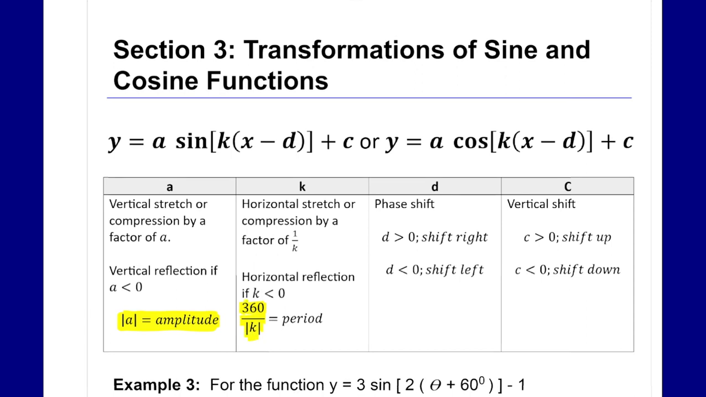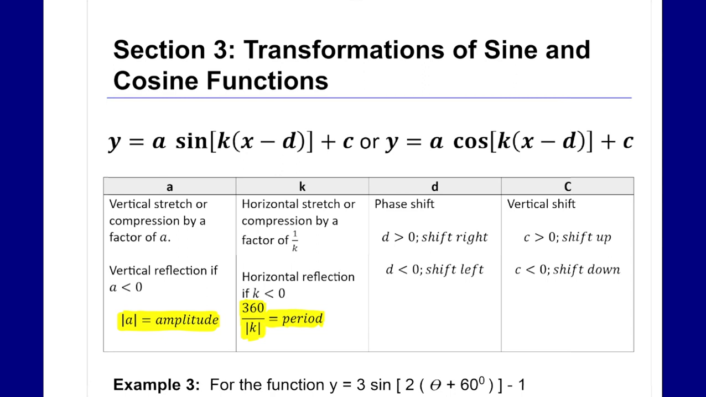Because if I take the k value as is, right? Not flipping it, just the k value, or specifically the absolute value of k. Basically meaning we don't take the negative version. It's always going to be a positive value. If we take 360 divided by k, that is going to tell us the period. So the k value can help us determine what the period of our function is.